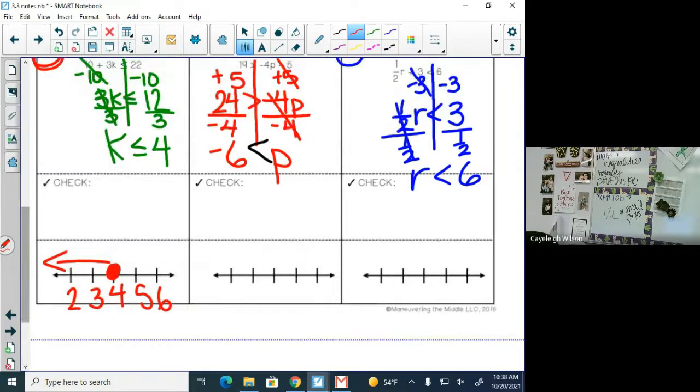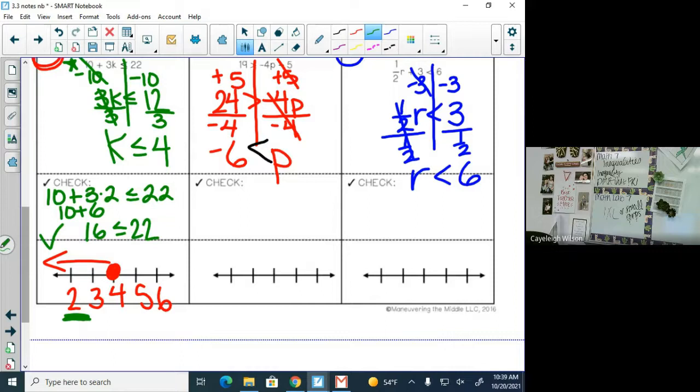Now to check it, I would check either one of the ones that I shaded towards. So let's say I want to check 2. I'm going to go to the original problem to check it. So 10 plus 3 times 2 is less than or equal to 22. So I plugged it back in the original problem to check it. What is 3 times 2? 6. And then 6 plus 10 is 16. Did that make a true inequality? Yes, 22 is bigger than 16, which is true.